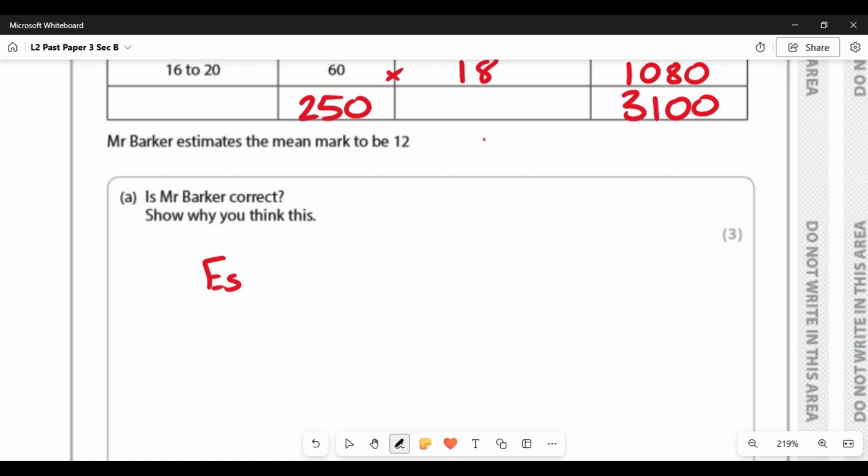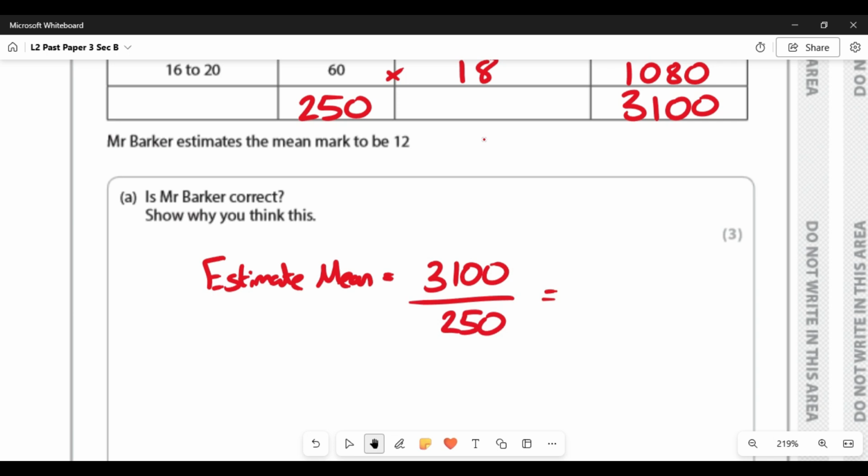Estimate for the mean is 3,100, total number of marks for everyone, divided by how many people were there? 250. Well, let's work that out on the calculator. 3,100 divided by 250 gives us, as a decimal, 12.4 if you've done it correctly.